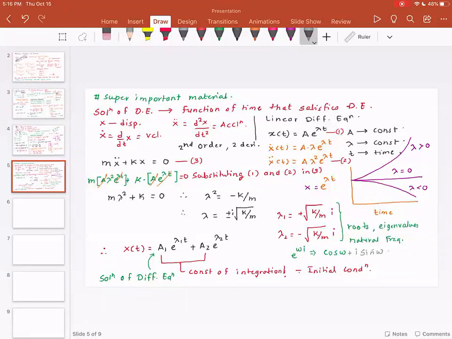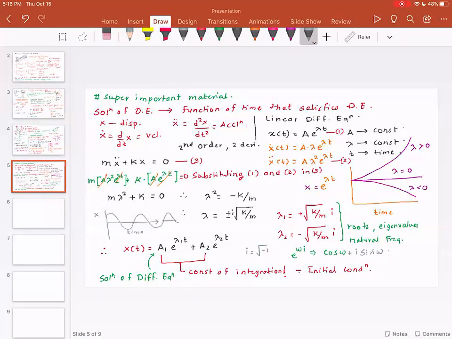So e to the omega i, where i is an imaginary number, i is square root of -1. This is a trigonometric or periodic function. What that tells me is if I were to plot x versus time, I'm going to get a sinusoidal curve. This is how the solution of the differential equation is going to look.